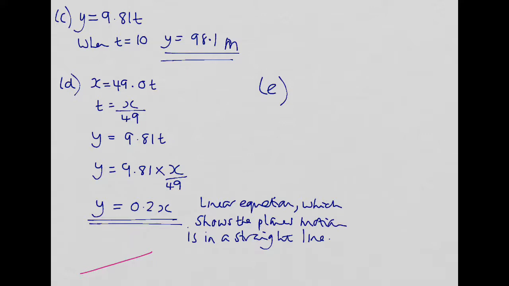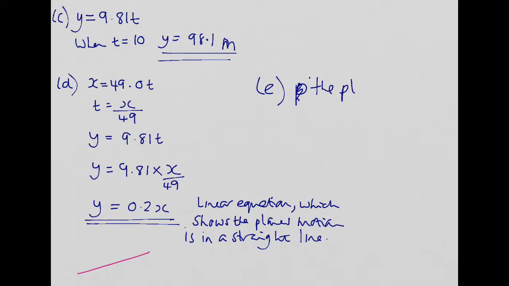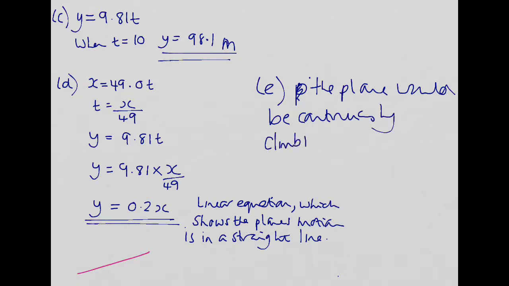So, part E, if we remember what the question is: explain why the domain of t greater than 0 is not realistic. It's because the plane would be continuously climbing. Therefore, t greater than 0 is not realistic. And that's that question done.